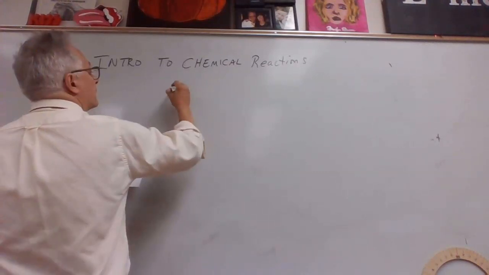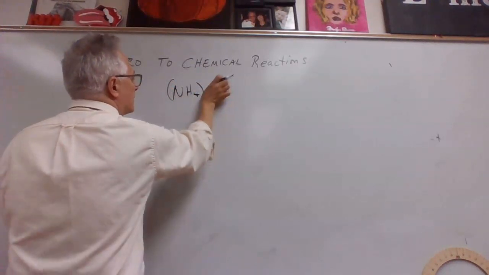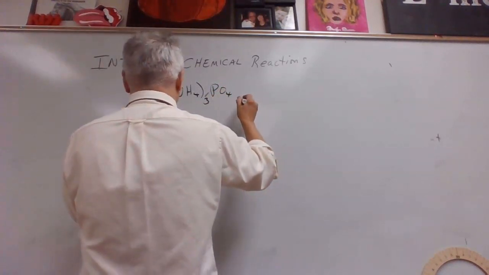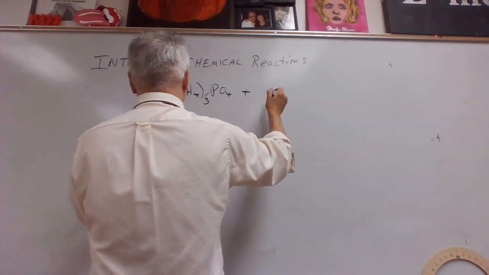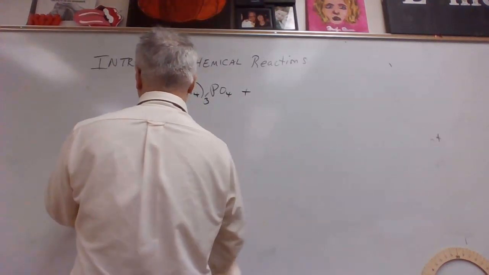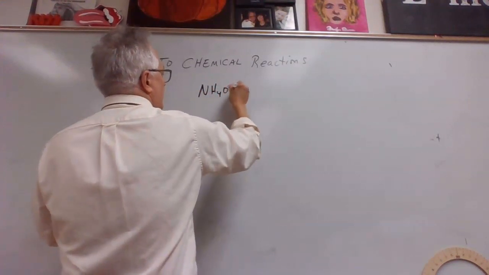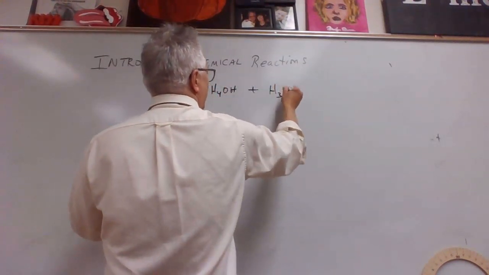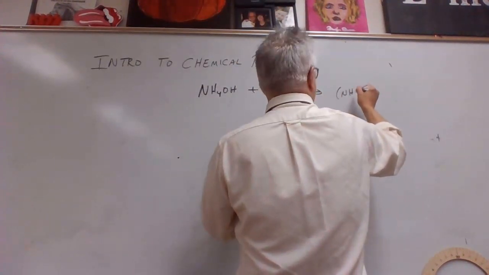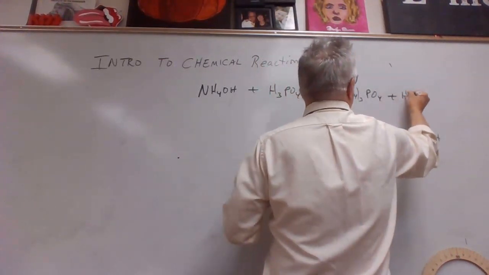All right. I got this one, (NH4)3PO4, ammonium phosphate, plus, oh, hang on, I wrote that wrong. We got ammonium hydroxide plus H3PO4, and that on this side is going to give me (NH4)3PO4, ammonium phosphate, plus water.